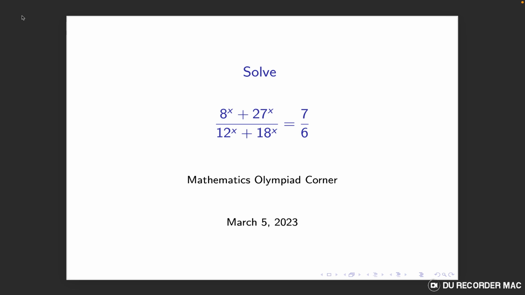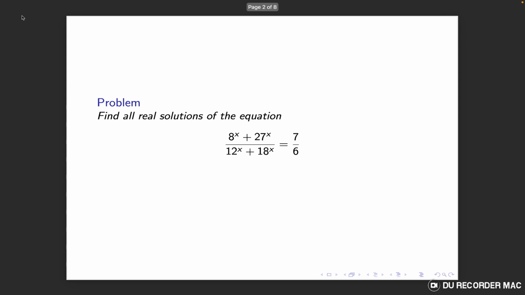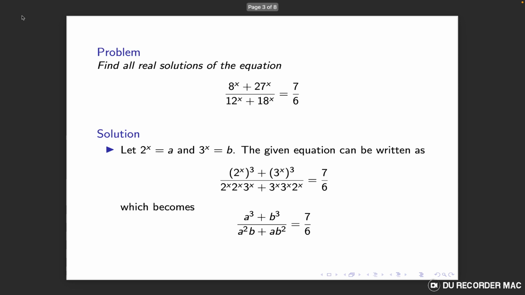Welcome back. Now we will solve this exponential equation right here. We are trying to find all real solutions of this exponential equation. We have 8 to the power x plus 27 to the power x over 12 to the x plus 18 to the x equals 7 divided by 6.